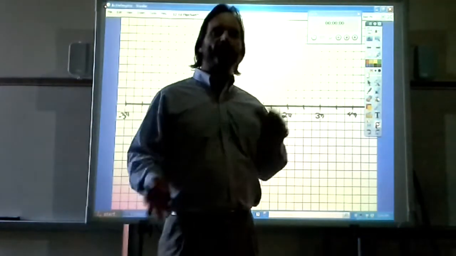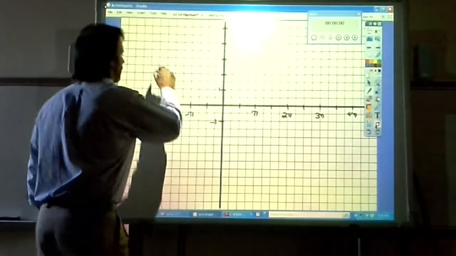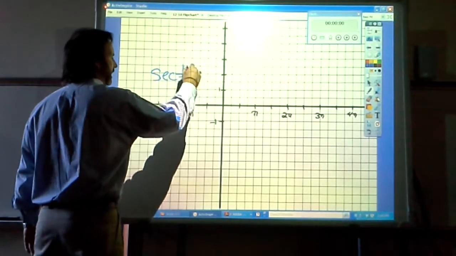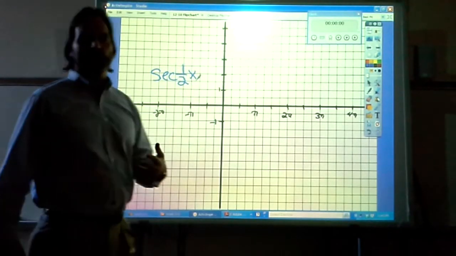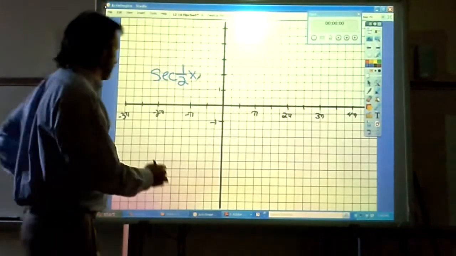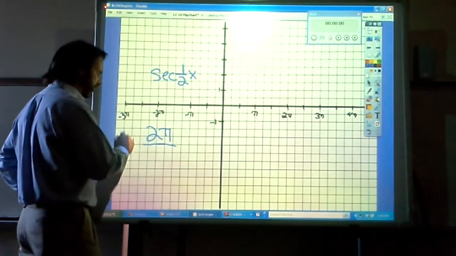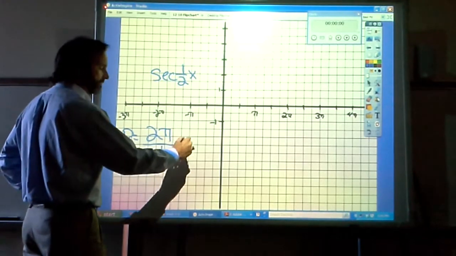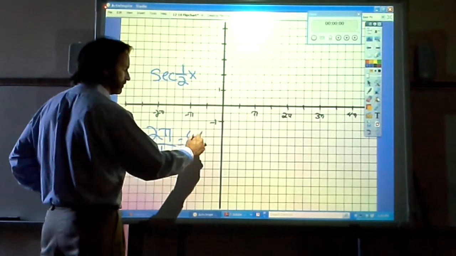Okay, we're talking about more complicated graphs and maybe some shifts and periods and things like that. Let's talk about secant 1/2 x. Okay? My period is 1/2, and I know the period for sine, cosine, secant, cosecant is 2 pi. So again, 2 pi over b is my period. Well, b is 1/2. The 2 comes up. 2 over 1/2 equals 4 pi.